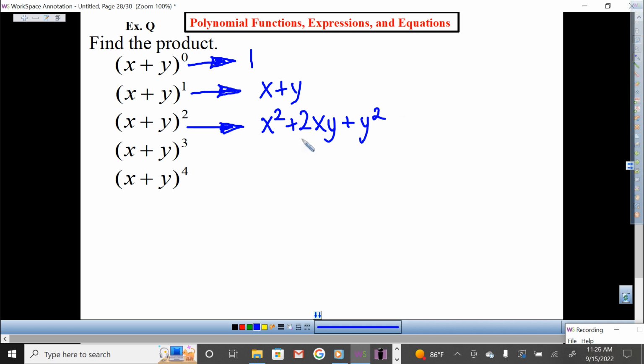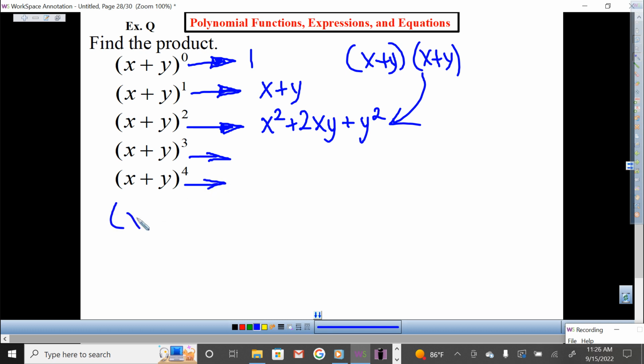Now, how do we get that? It's a pattern. But if I was to ask you to multiply this, you would do what? X plus y times x plus y, distributive property, combine, and we end up with this, right? So what other patterns haven't I shown you? I haven't shown you this one. I haven't shown you this one. I haven't shown you that one, and so on and so forth, right?